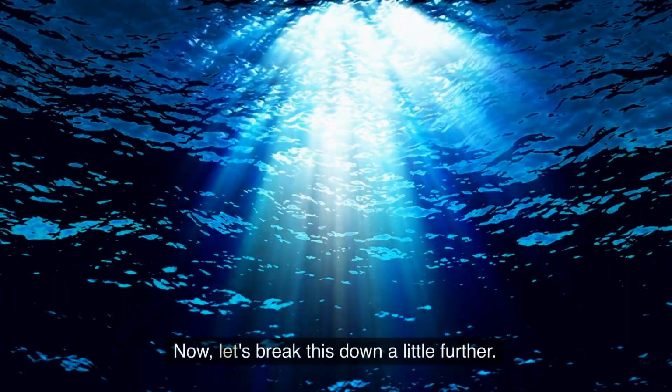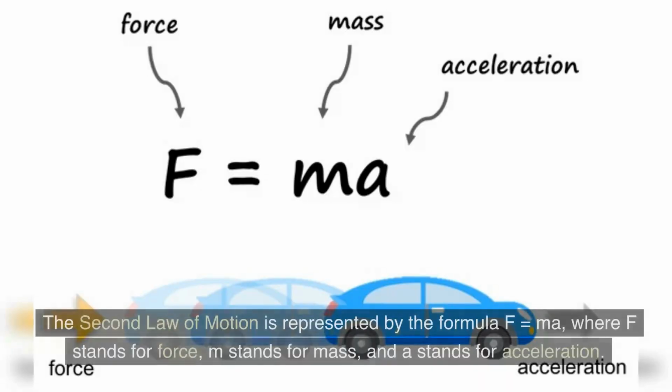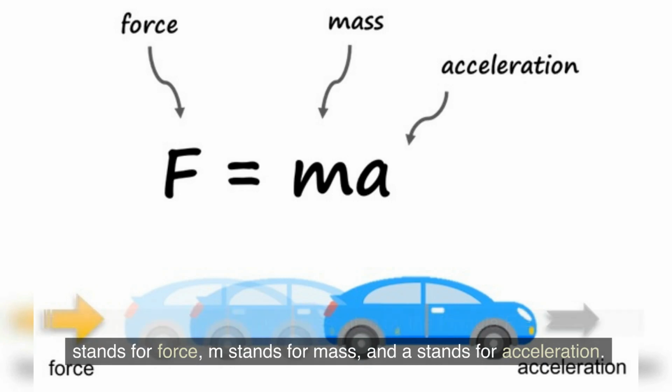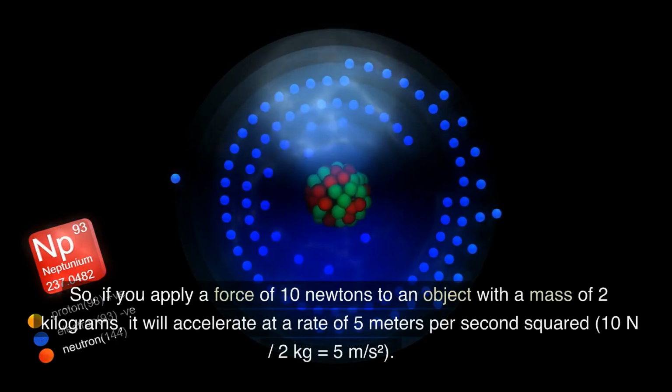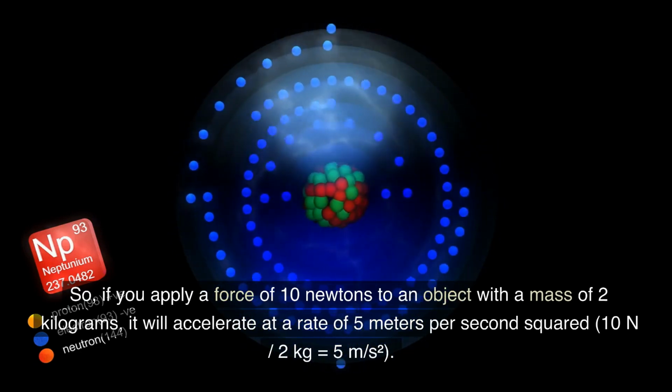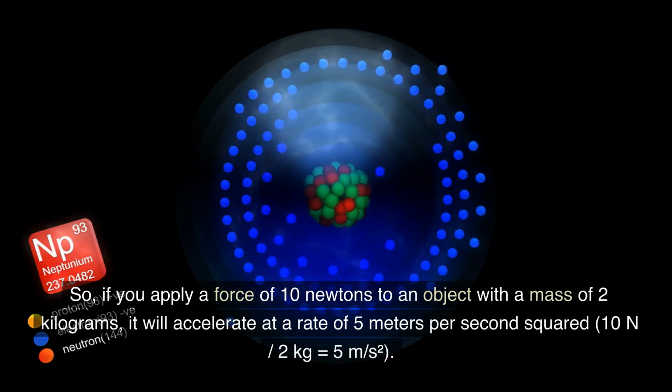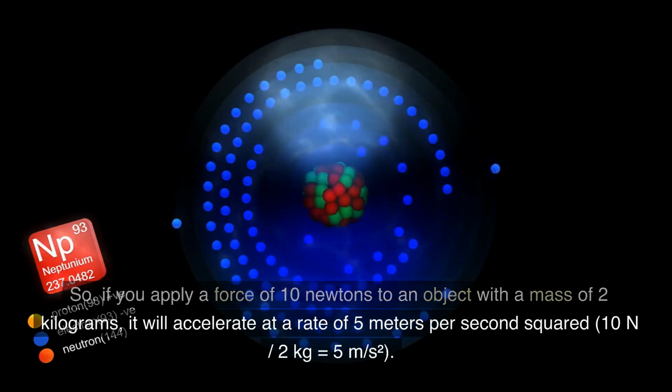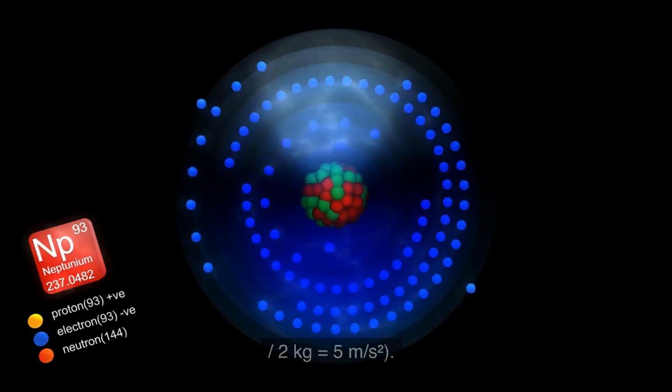Now, let's break this down a little further. The second law of motion is represented by the formula F equals ma, where F stands for force, m stands for mass, and a stands for acceleration. So, if you apply a force of 10 newtons to an object with a mass of 2 kilograms, it will accelerate at a rate of 5 meters per second squared. 10 N divided by 2 kilograms equals 5 meters per second squared.